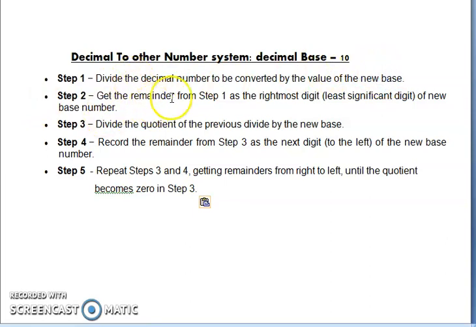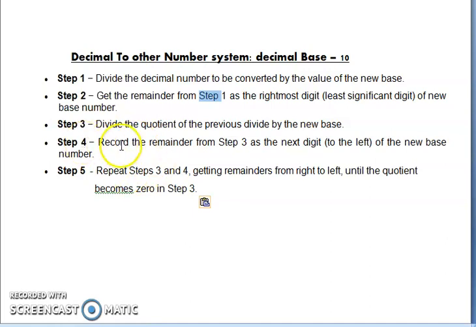Step 2, get the remainder from step 1. Whenever you perform the division operation, you get a remainder value. Take the remainder from step 1 as the rightmost digit of the new base number. That is called the least significant digit. Then step 3, divide the quotient of the previous division by the new base again. Repeat the process until the remainder is less than the targeted base value.